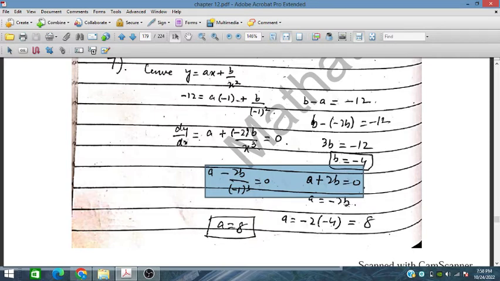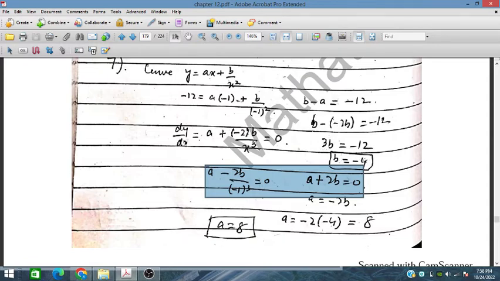So we put this a equal to minus 2b at this place. So this is minus 2b, and from this, b plus 2b, which is 3b, is equal to minus 12.